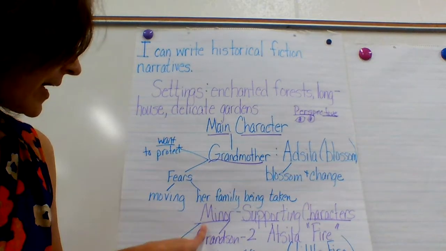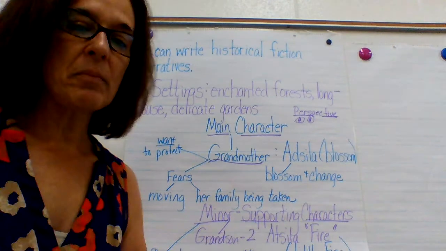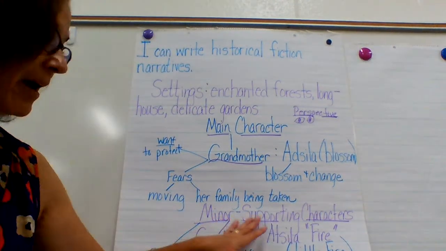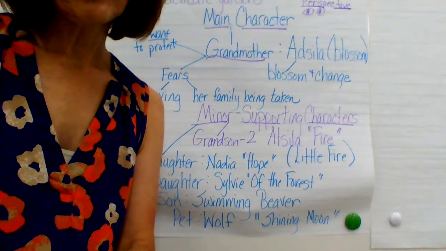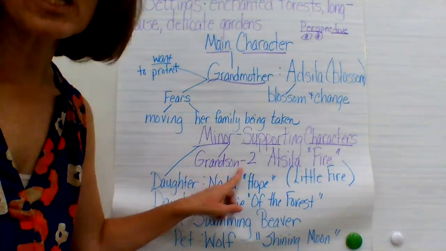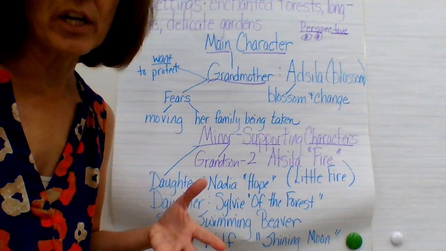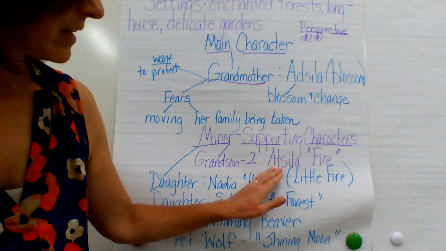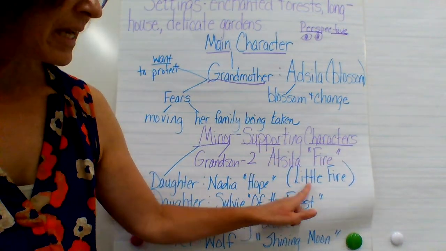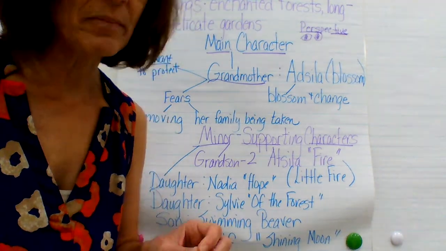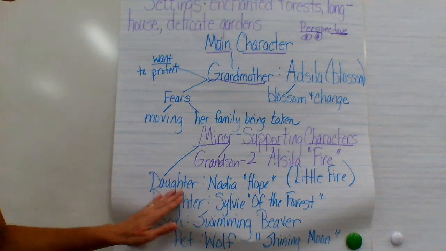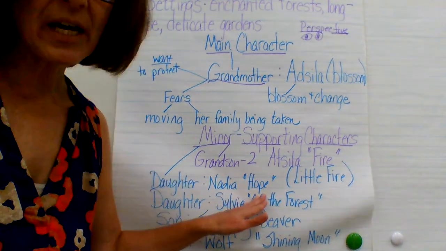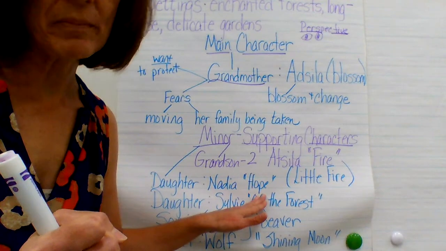Okay. I now need some minor characters or supporting characters. So I've chosen some minor characters. I chose a grandson that's 2 years old because I happen to have one of those. And because my grandson is like little fire, I picked the name Atsila, which means little fire. So he's going to be little fire in my story. I picked a daughter named Nadia because I have a daughter named Nadia, and it really does mean hope. And we're going to need hope in my story.